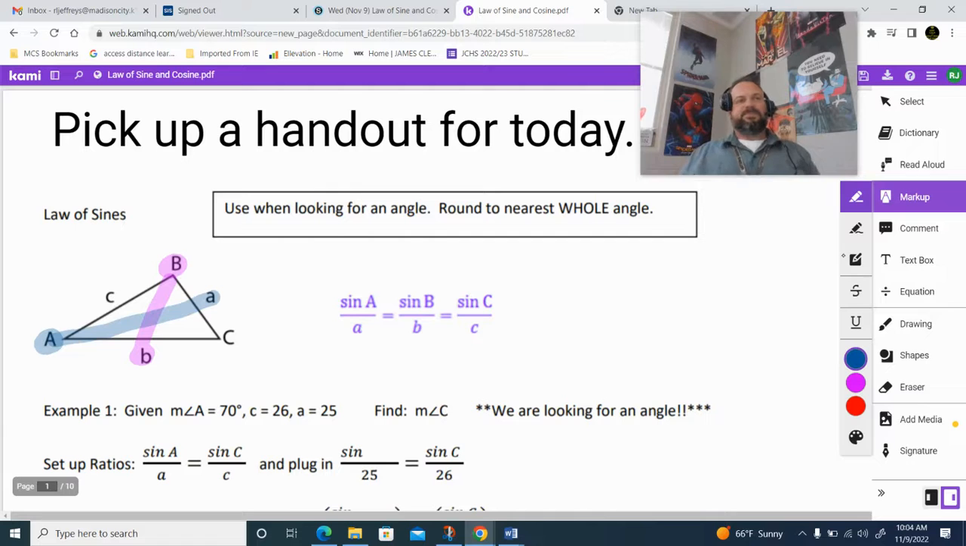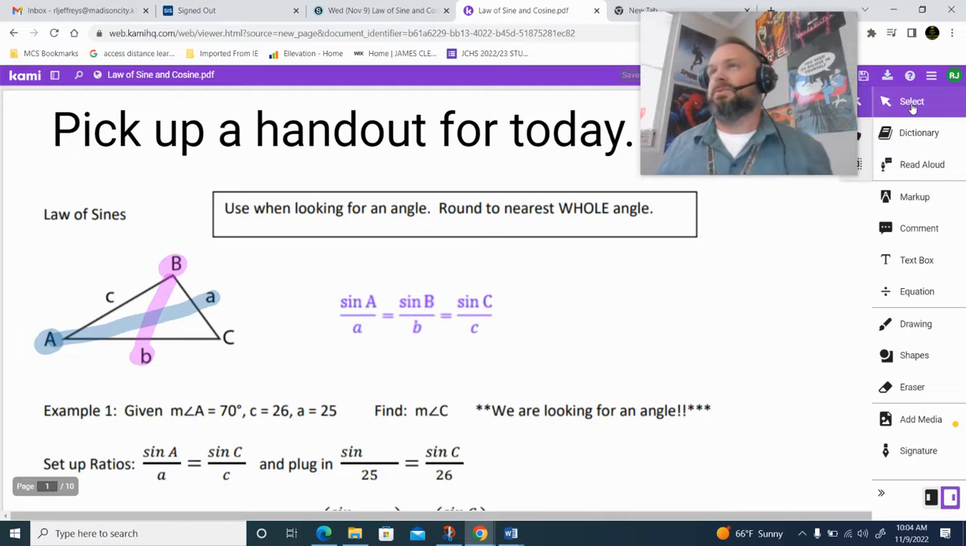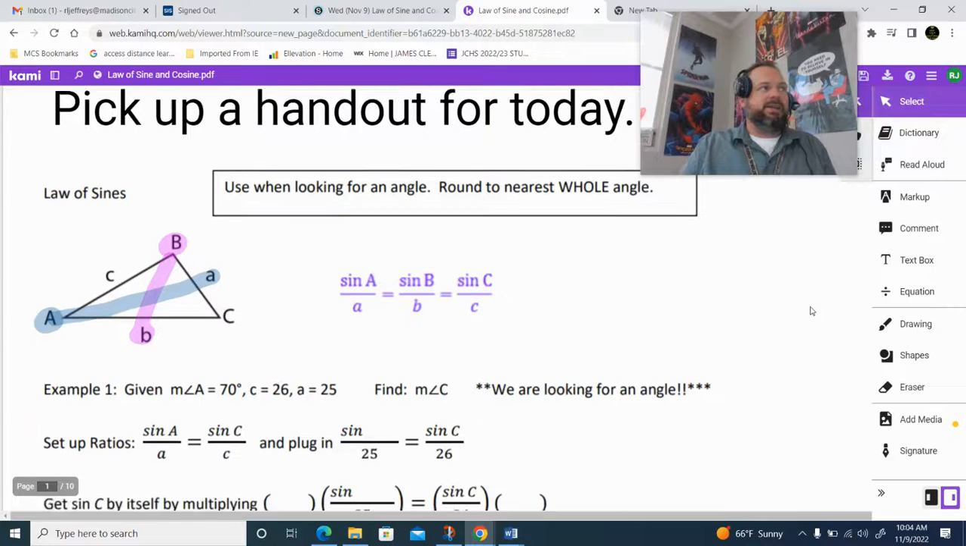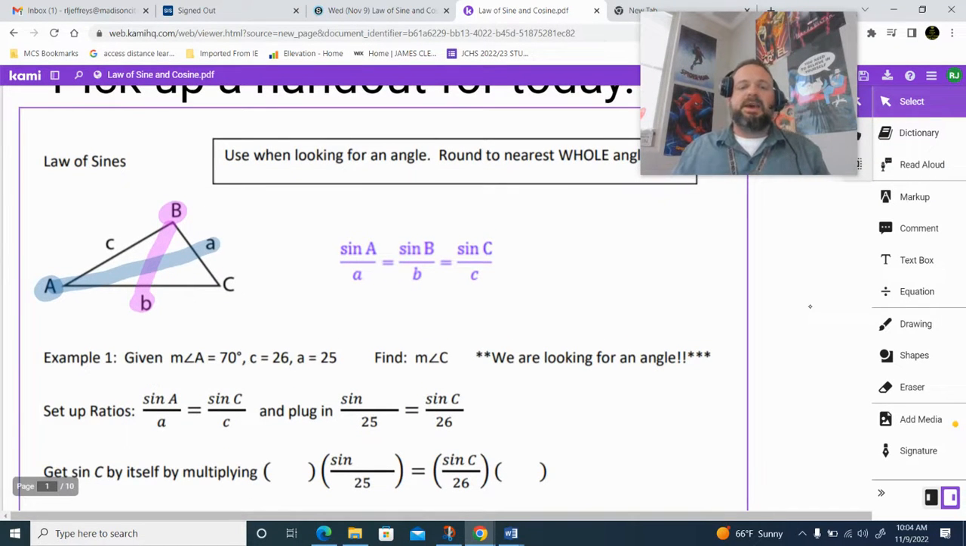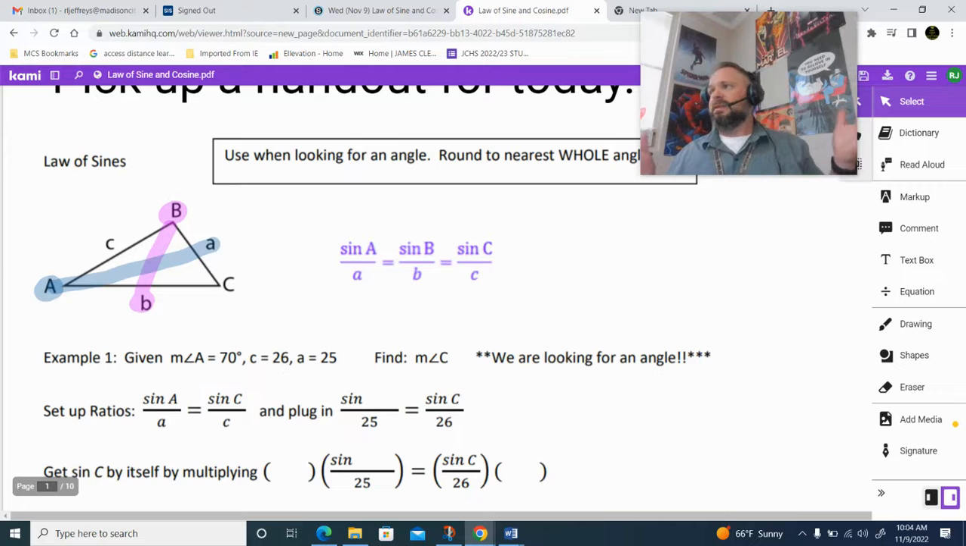All right. So now, believe it or not, the law of sines is actually the easiest one to use. There's actually less work for it than there is for others. Now, we have this ratio that the sine of each angle over its corresponding side should be equal to everything else. That is the law.